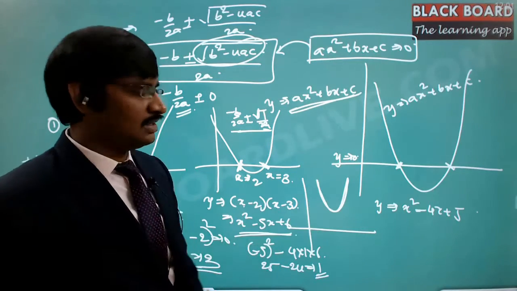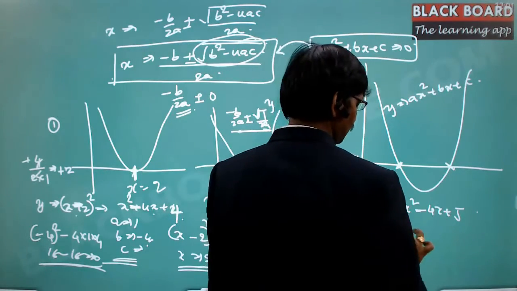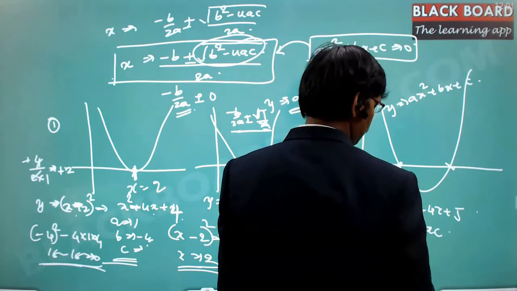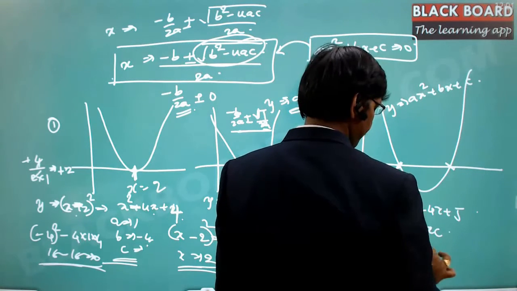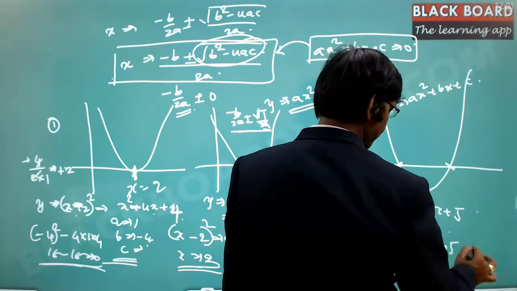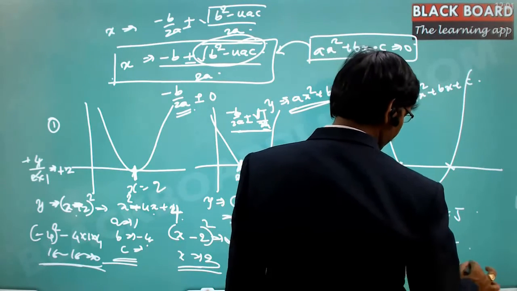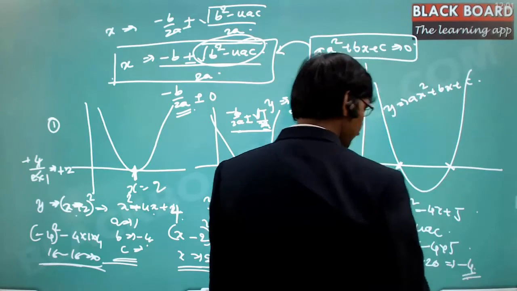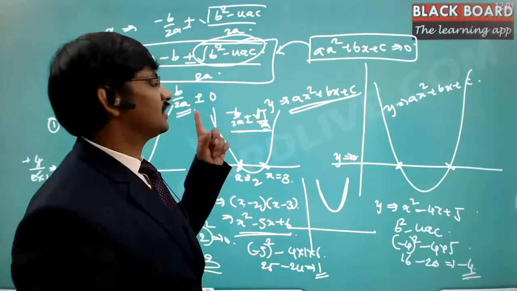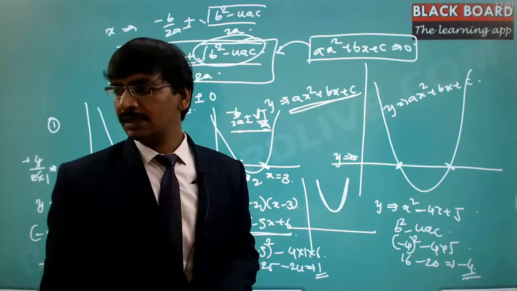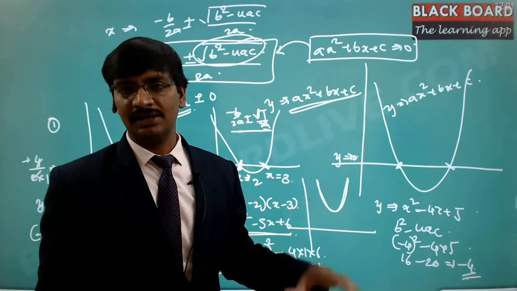Now in this particular case, if you calculate the b square minus 4ac value, here minus 4 whole square minus 4 into 5, so 16 minus 20, this is going to be minus 4. In this particular case, the square root of minus 4 value, we cannot define with the real numbers.